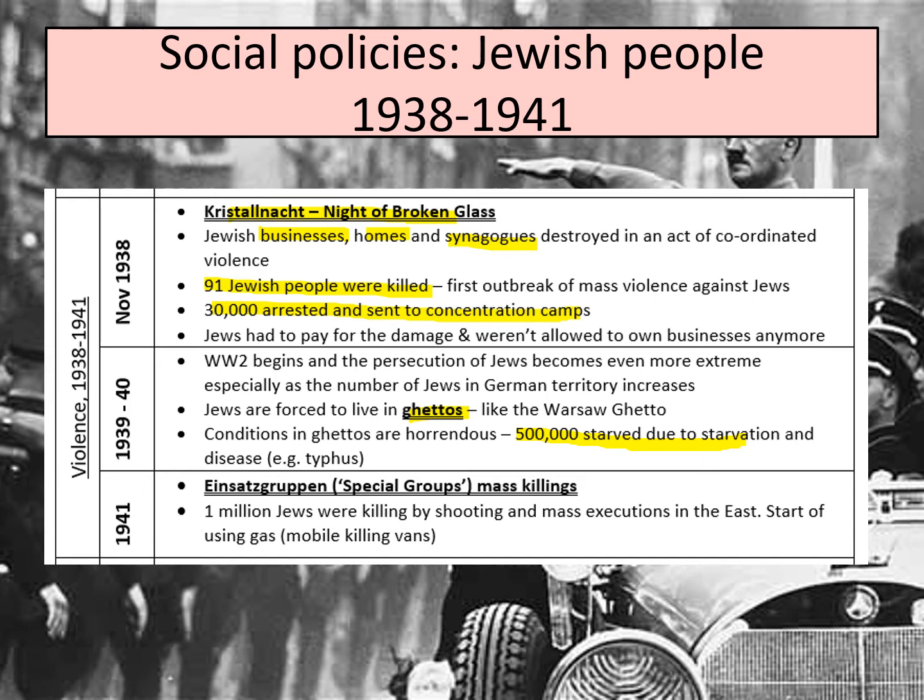Conditions were horrendous and deliberately so, to try and make sure that as many Jewish people died as possible. In 1941, as well as having this policy of ghettos, they also started the mass shooting squads called the Einsatzgruppen. These were groups of people that went into the Eastern territories, places like Lithuania and Poland, rounded up Jewish people and executed them there and then. 1 million innocent Jewish men, women and children were murdered in this way. So you can see this period of 1938 to 1941 is a horrendous one of violence and the murder, either directly or indirectly, of so many innocent people.